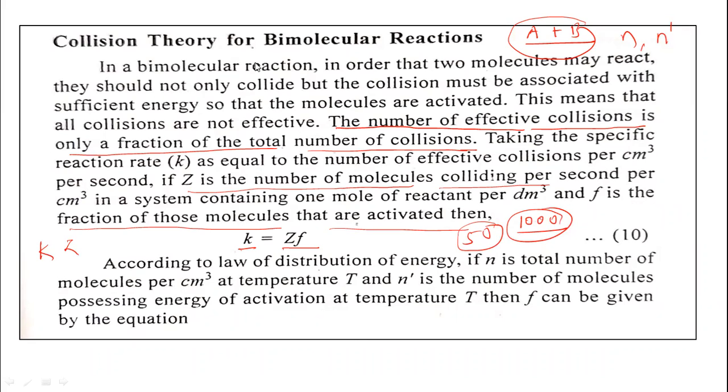Whatever the number of molecules we have taken, N is the total number of molecules available for the reaction, and N dash is the number of molecules possessing energy of activation. Those molecules which have the proper energy of activation are the ones that react.